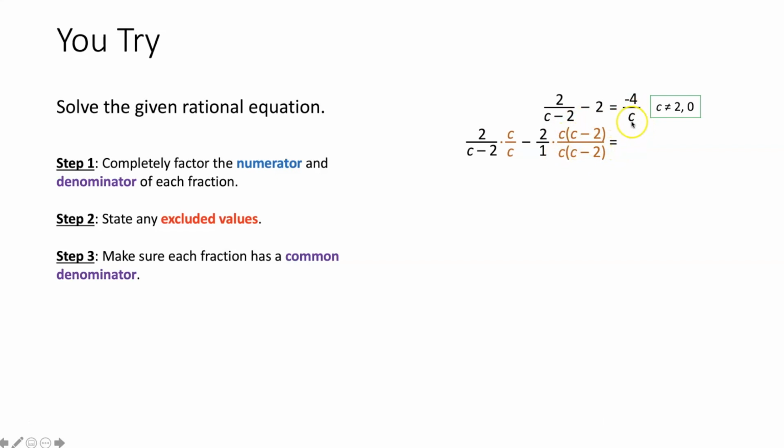And now over here, what do I have to multiply c by to get it to be c times the quantity c minus 2? That would be c minus 2. And whatever I multiply to the denominator, I have to multiply to the numerator. Now what I do is I simplify.